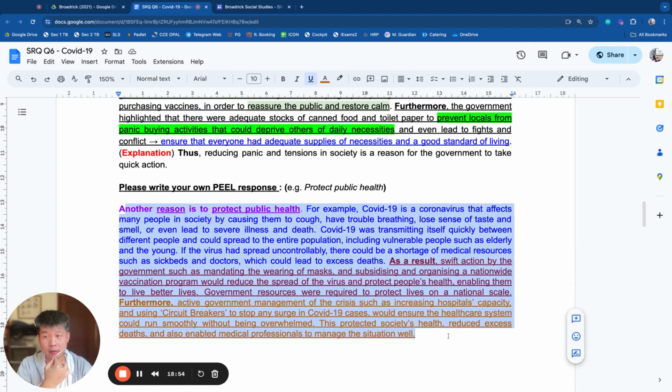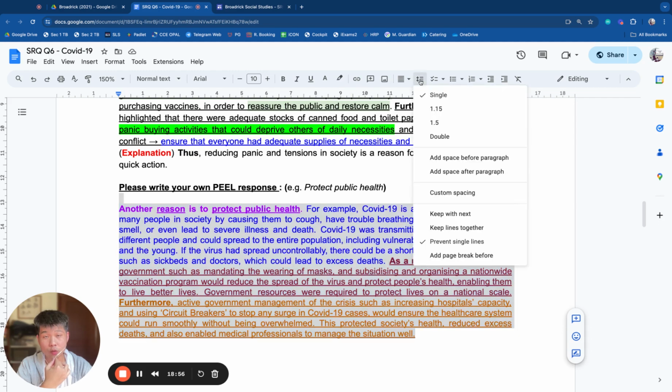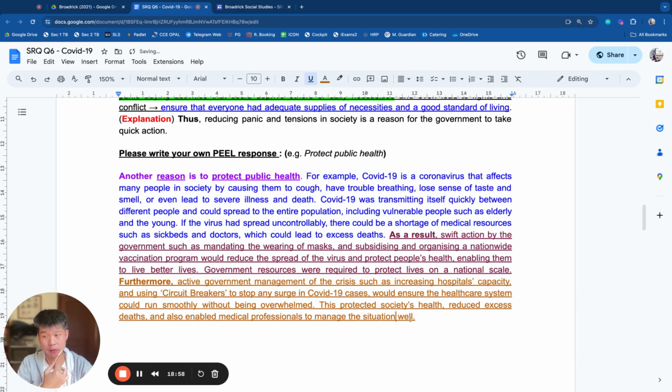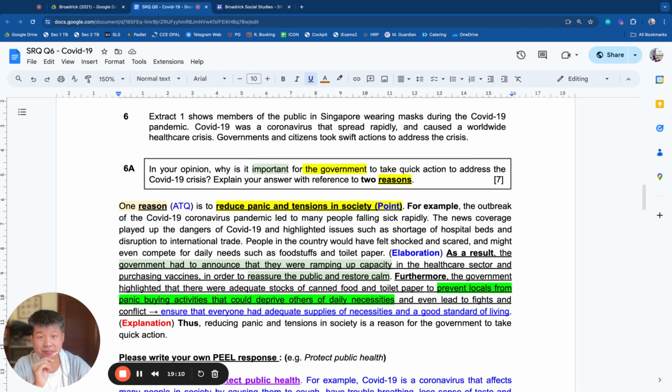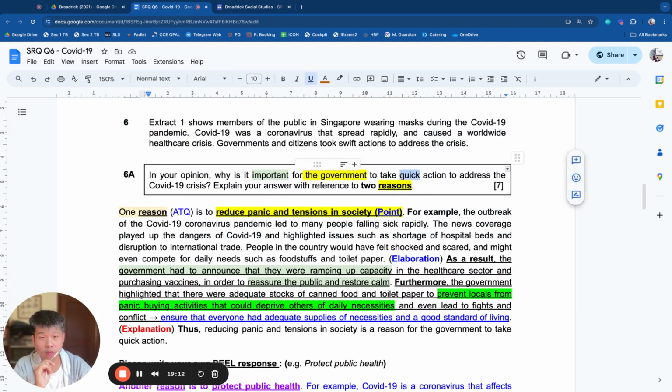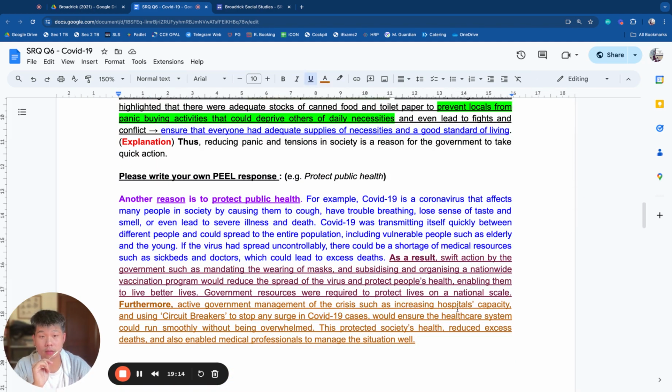we ensured that there were not excess deaths due to a lack of supplies at any one time, right? We sort of spread out the cases over different times to ensure that the hospitals could manage the situation well and therefore protecting society's health. And that's why it's important for the government to take action. To take quick action, in fact, not just action, but quick action.